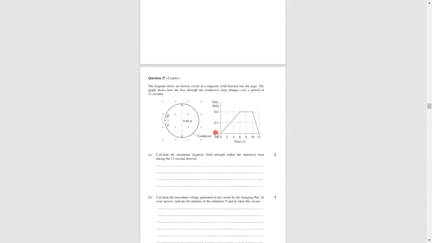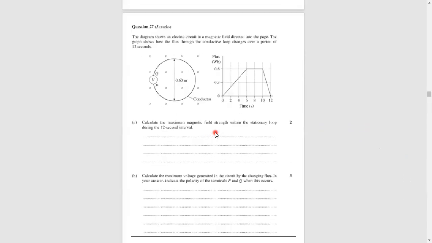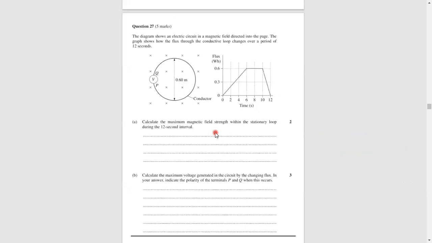Okay, so if we take a look at this question, the diagram shows an electric circuit in a magnetic field directed into the page. And here, the graph shows how the flux of the conductive loop changes over time, over 12 seconds. So this is flux. You have to pay attention to your axes whenever you look at a graph. This is flux against time. Okay. So you want to calculate the maximum magnetic field strength with a stationary loop during the 12-second interval.